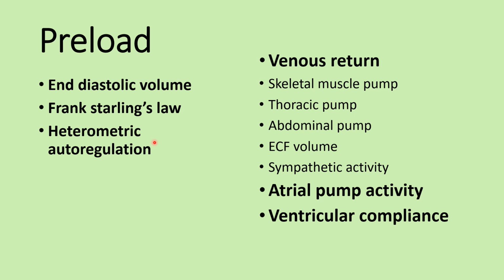Flexibility of the ventricular muscle is important for the end diastolic volume. In conditions like pericardial effusion and cardiac tamponade, ventricular compliance is affected, and end diastolic volume will decrease.